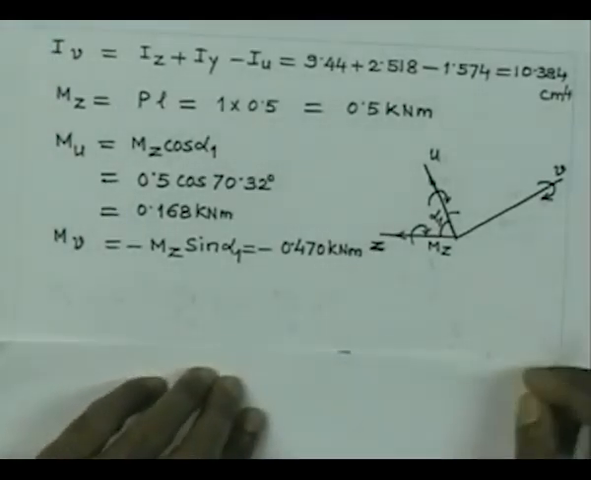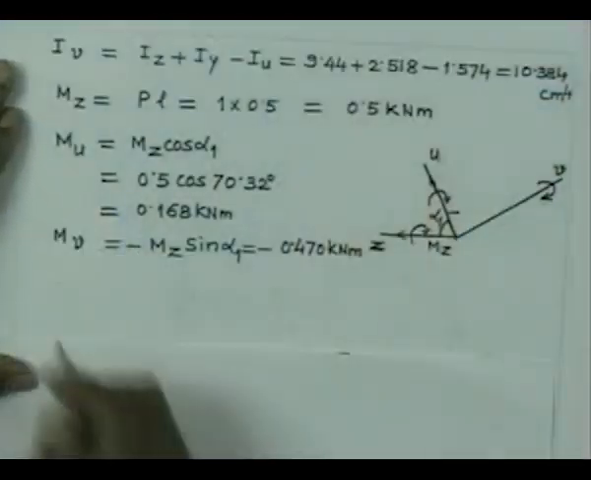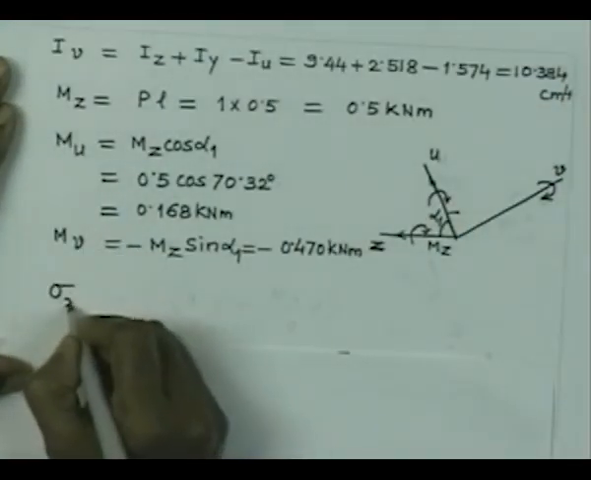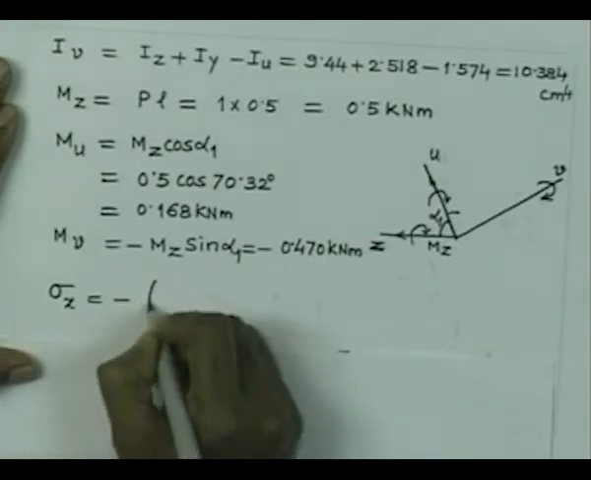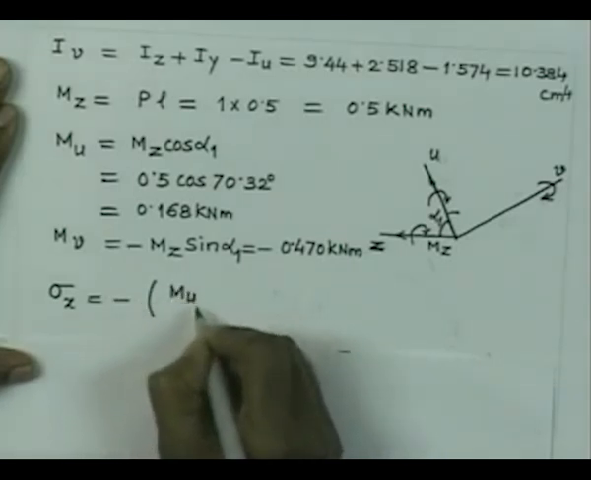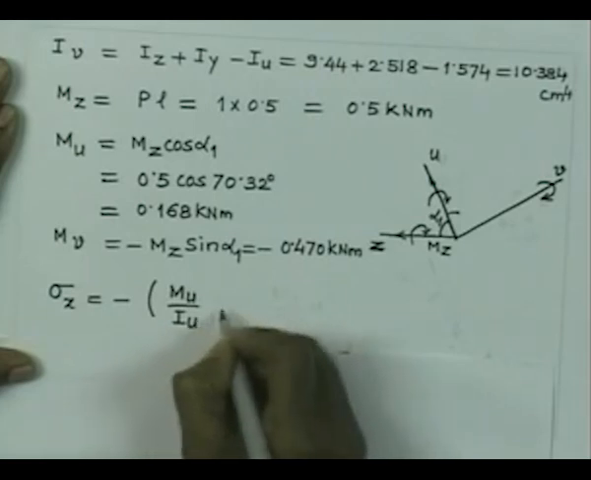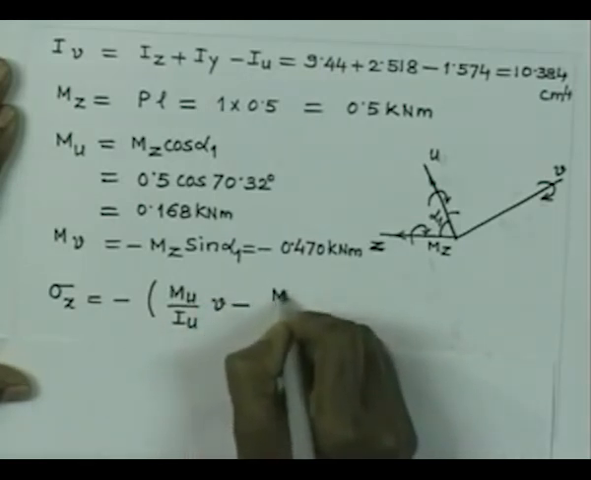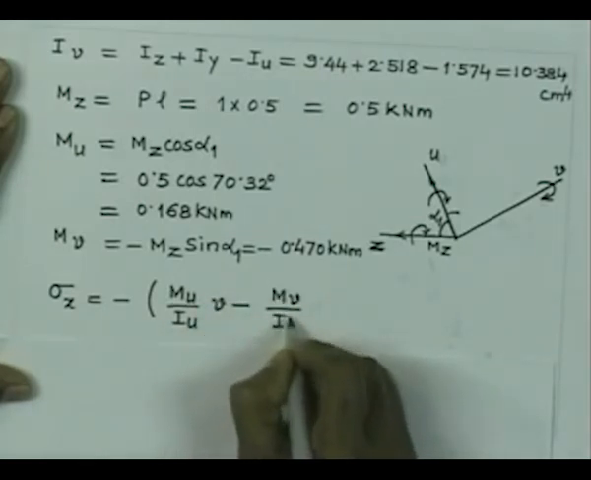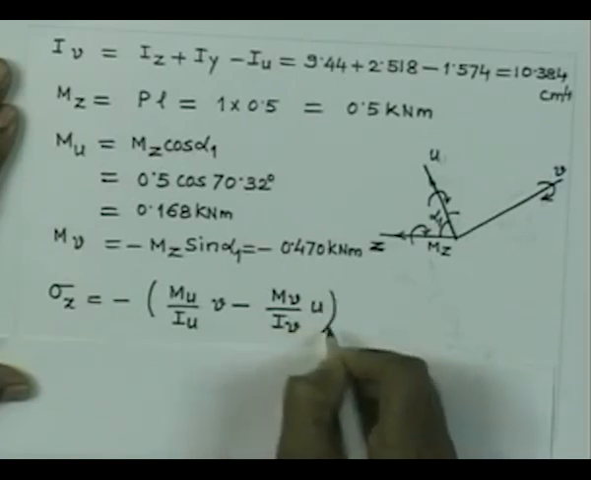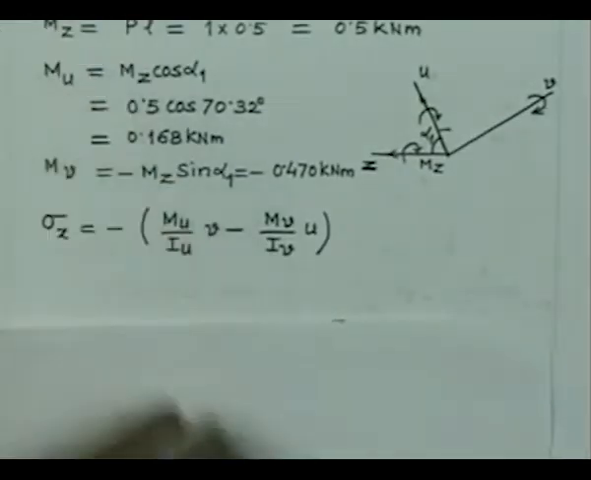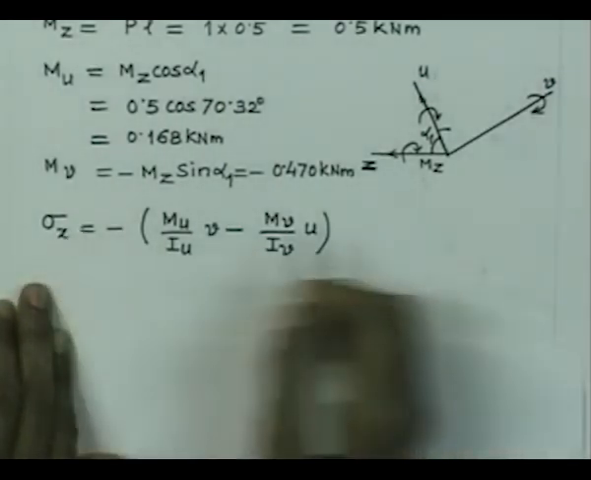Now, we have to locate for this cross section. First of all, it is a good idea to locate the neutral axis. There will be a line passing through the CG of the cross section on which there will be no stress. So, now if I write the expression for stress sigma x, which we have derived a little while ago, this is nothing but Mu by Iu into v minus Mv by Iv into u. So, that is the general form. And now, for the neutral axis, what we should have is that sigma x should be equal to 0.